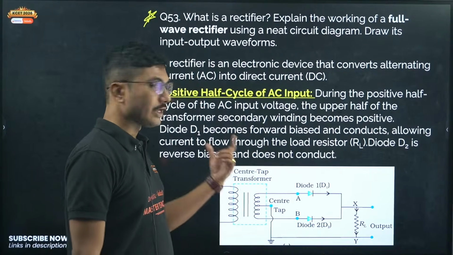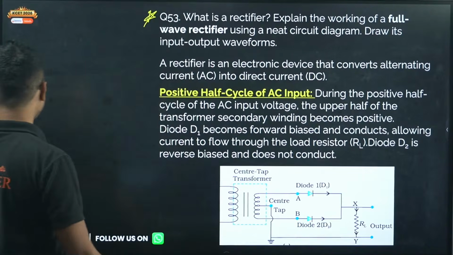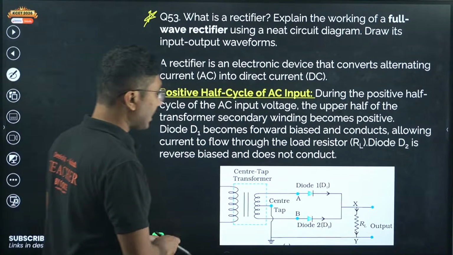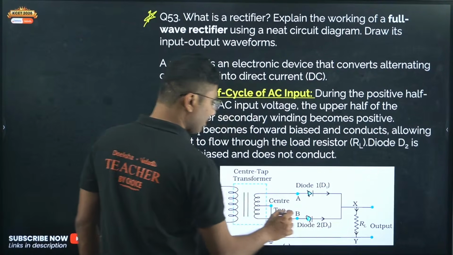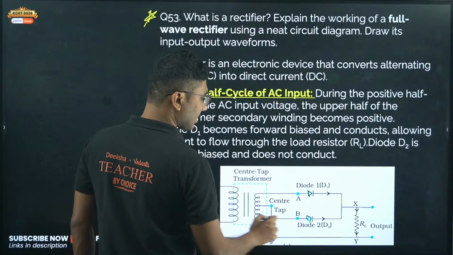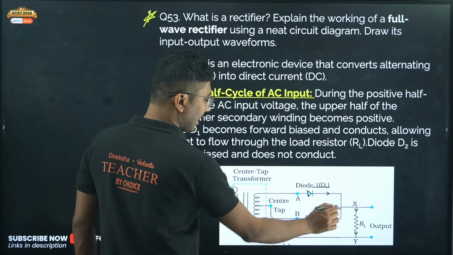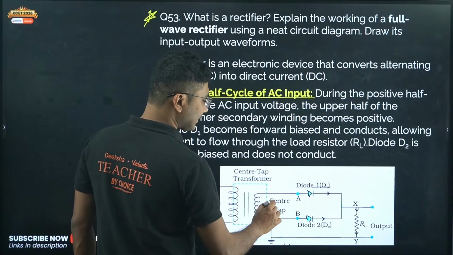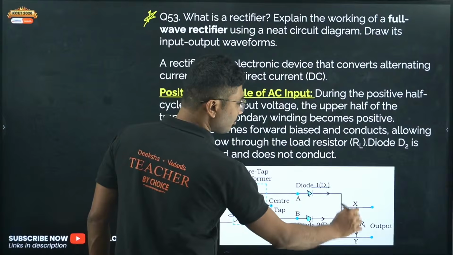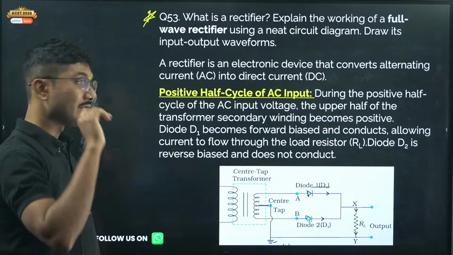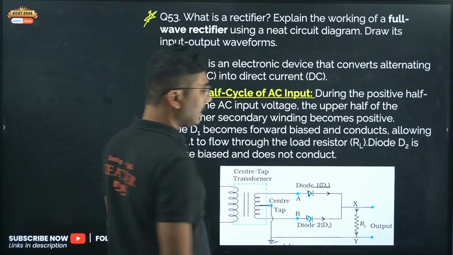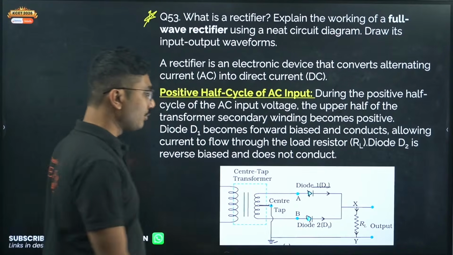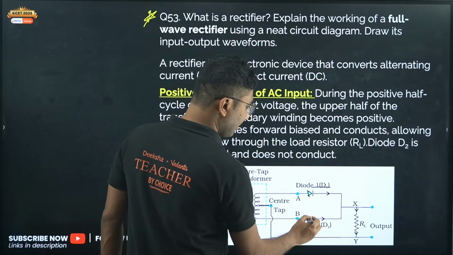The diagram is very, very important. Here we have two diodes. Both diodes are connected across the transformer, so both ends have one diode, and we have a center tap from where the output is being collected. This is a very interesting circuit diagram. You should practice it and remember it.